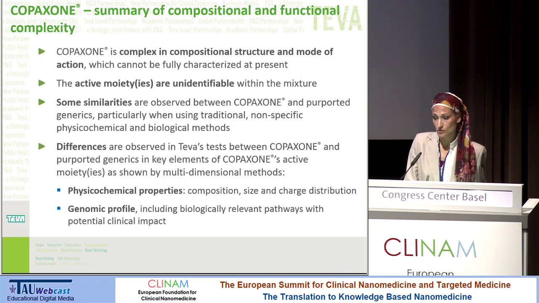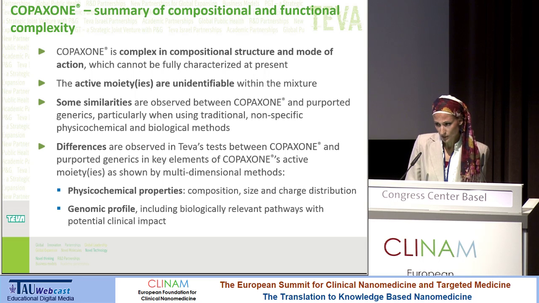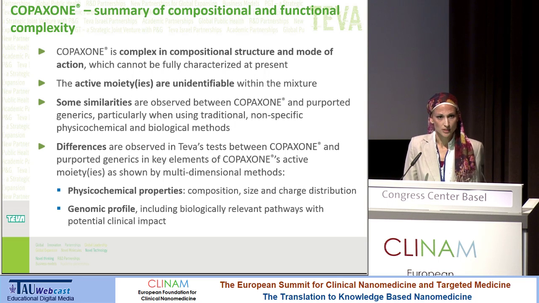And so to summarize with my conclusions, Copaxone is a complex drug in terms of its compositional structure as well as mode of action. It cannot be fully characterized at present. The active moieties are unidentifiable within the mixture. Some similarities are seen when we use low-resolution methodologies. However, marked differences are seen both in terms of physicochemical as well as genomic and functional characteristics.